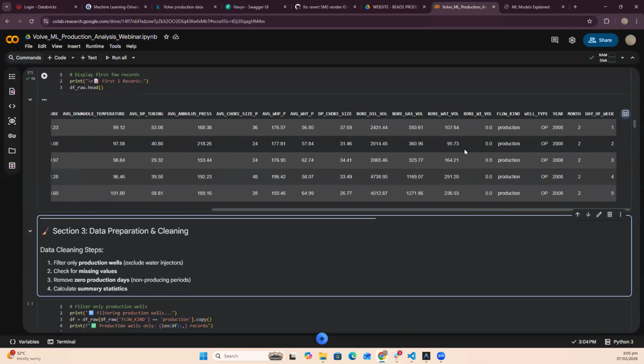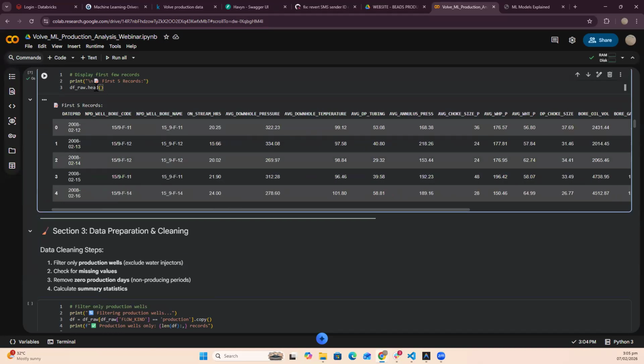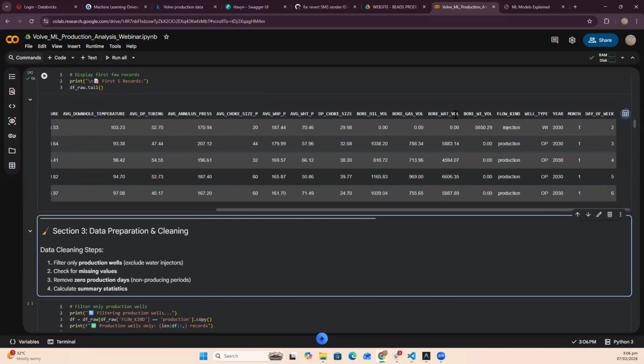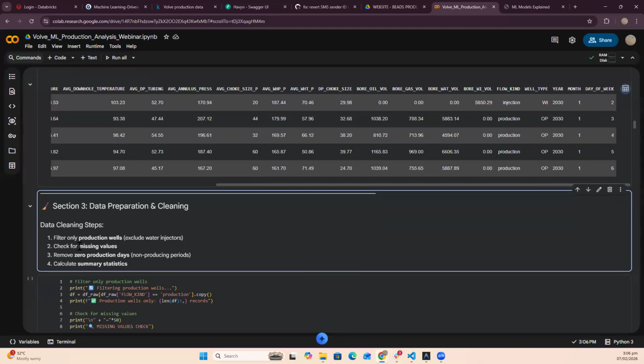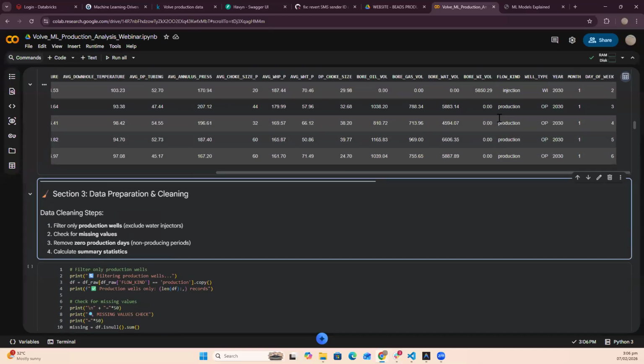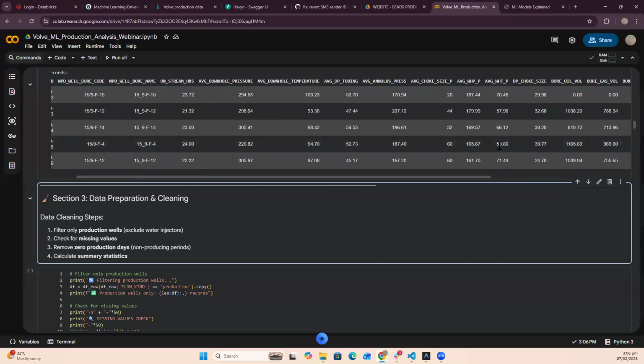So let's see. Okay, so flow kind, production. I want to show you the thing. Okay, yes. So we are just taking off any row that has nothing to do with production. You see that this one has nothing to do with production, so we have to clear it. That's what we are going to do here. And also we are going to check missing values, right? So do we have any missing values? And we are going to check zero production days, to see if there was a day that we didn't get any production.